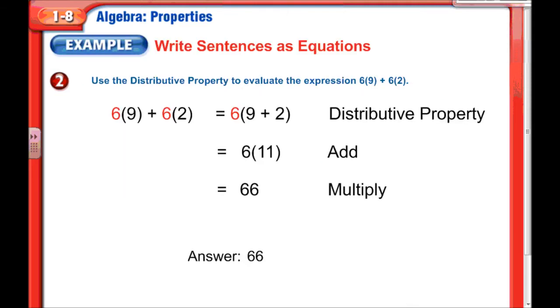Here's one in kind of reverse order. First, they have 6 times 9 plus 6 times 2. Notice the 6 being repeated twice. That number that repeats twice is the number on the outside of the parentheses. Then on the inside, we have this 9 plus 2. So you can see that's right over here, 9 plus 2 on the inside of the parentheses. Well, 9 plus 2 is, of course, 11, and 6 times 11 is 66. So that's the distributive property in reverse.